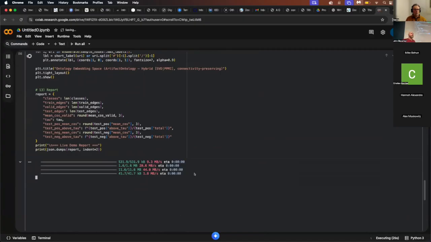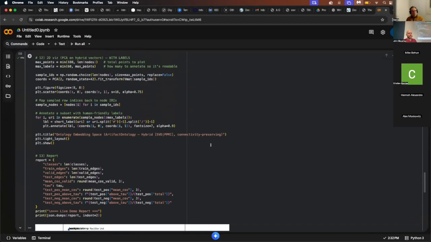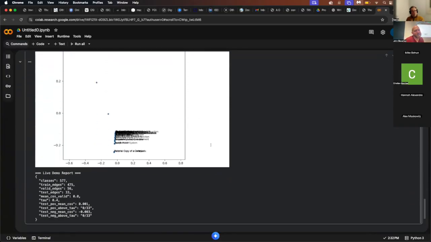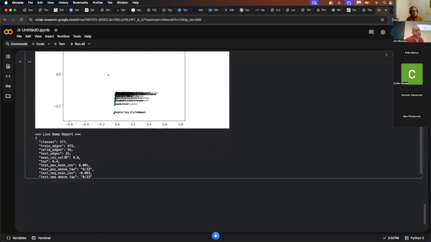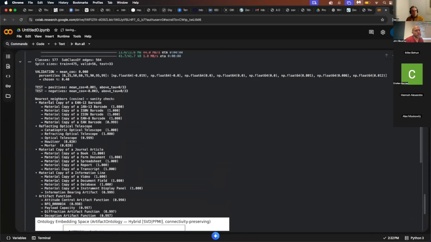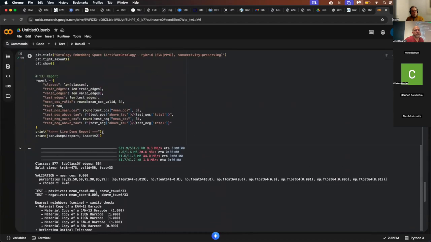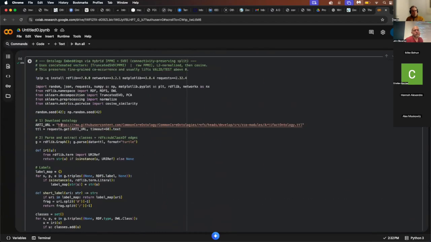What this is going to do is run training, testing, and validation, and pull together some similarity metrics. Again, I'll talk about this in just a second. I just want you to see the output first. It runs over the artifact ontology, and then it plots a diagram showing a distribution of clusters that look like that. I've given some lab demo reports, similarity metrics, mean, cosine, and so on, as well as some nearest neighbors for sanity checking. Note here at the top, I am pulling directly from the artifact ontology straight off the GitHub.